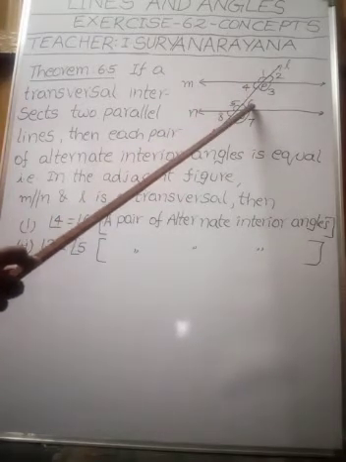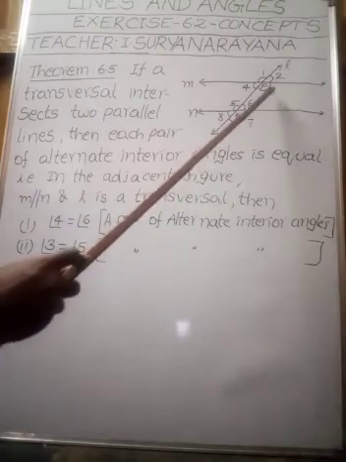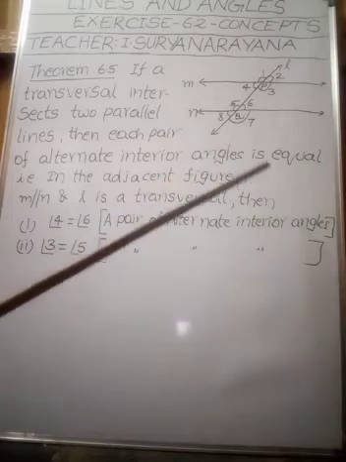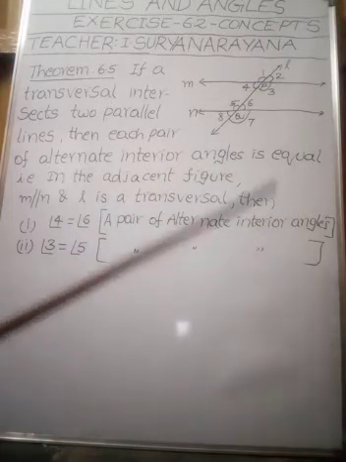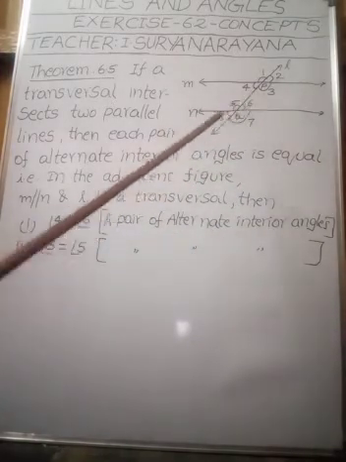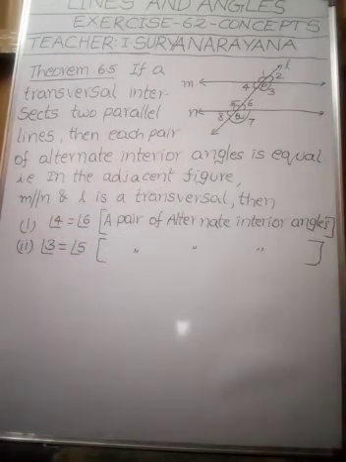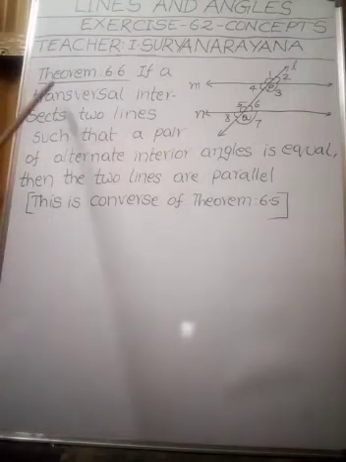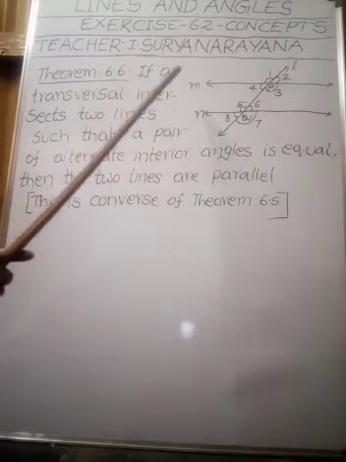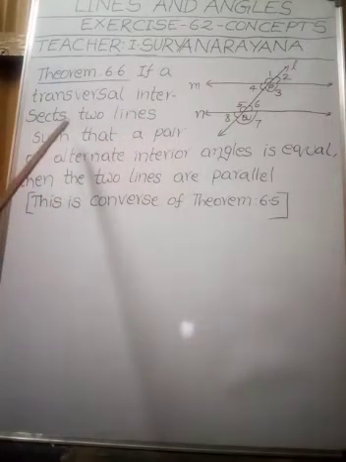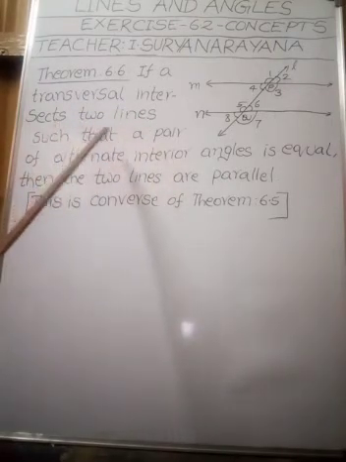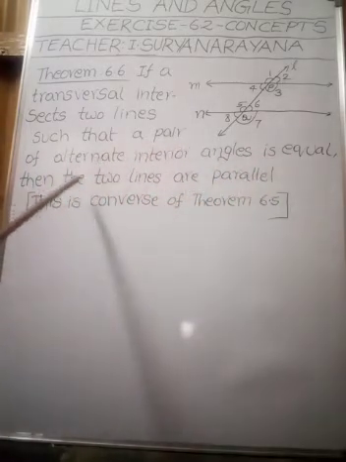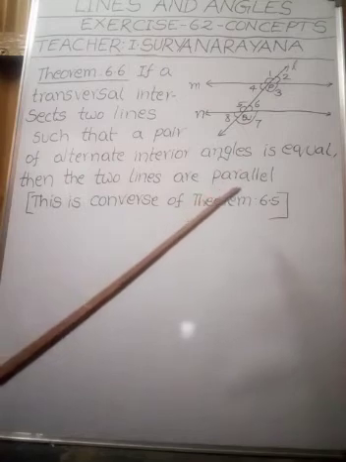Okay, my children, is it clear? Right. Similarly, angle 3 and angle 5. This pair of angles are also said to be alternate interior angles. So, these two angles are also equal. Is it clear, my dear children? Right. Now, come to the next theorem. Theorem number 6.6. If a transversal intersects two lines such that a pair of alternate interior angles is equal, then the two lines are parallel.